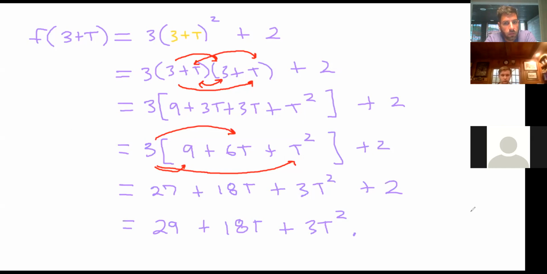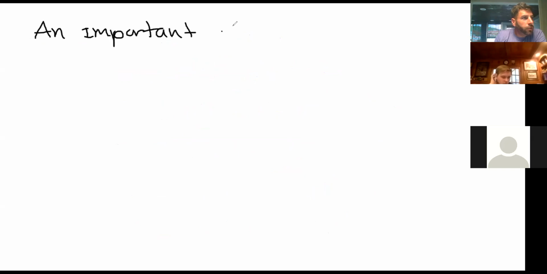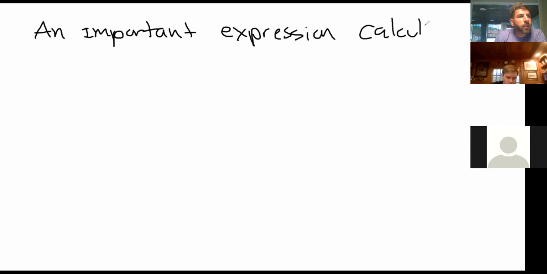Can you do an example like number 2D? Yeah, so that's where we're going next. So these guys are extremely important. These guys have a name. They're called difference quotients. All right. So an important expression in calculus is called the difference quotient.